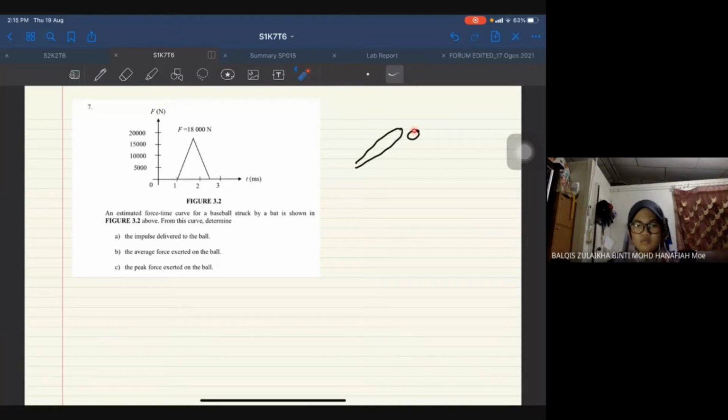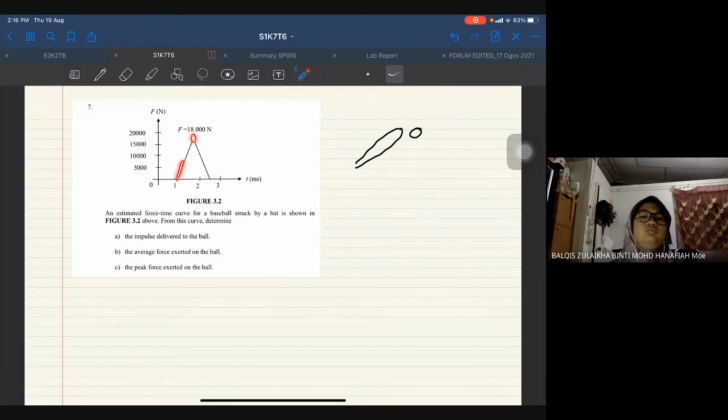And then once the ball starts to touch the bat, or the surface, it will start to experience some force. And then it will increase, and eventually it will rebound. In this case, it will rebound. So the force will decrease, and then the force will disappear again. So this is the graph. So between 1 and 2.5 here is the time of contact between the ball and the bat.